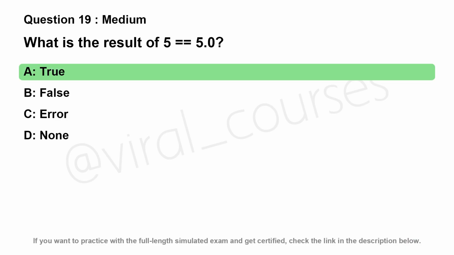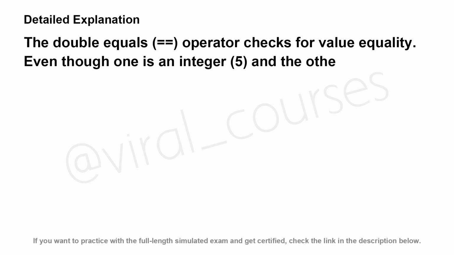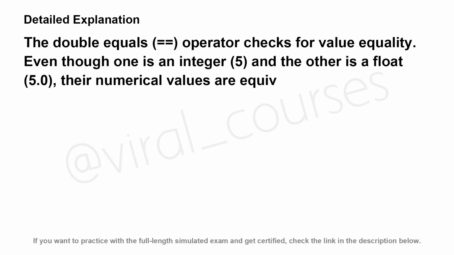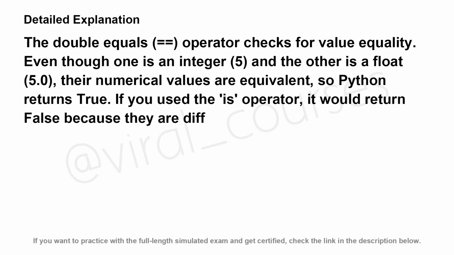The correct answer is A. The double equals operator checks for value equality, even though one is an integer, 5, and the other is a float, 5.0. Their numerical values are equivalent, so Python returns True. If you used the is operator, it would return False because they are different objects in memory.